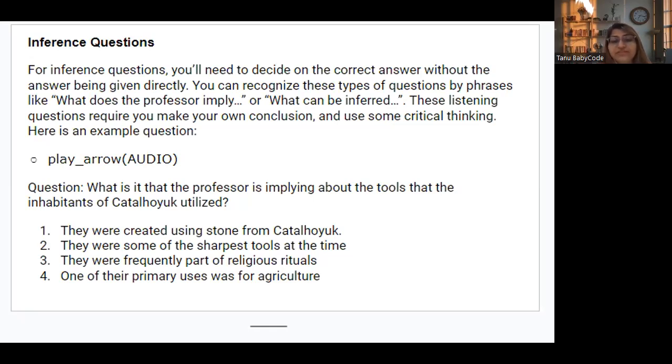What is it that the professor is implying about the tools that the inhabitants of Ketayuk utilize? First option, they were created using stone of Ketayuk. Second, they were some of the sharpest tools at the time. Third, they were frequently part of religious rituals. Fourth, one of their primary uses was agriculture. You have to listen to the audio, and on the basis of listening, find the answer to the statement which is not directly stated. So you have to show your understanding skills here.